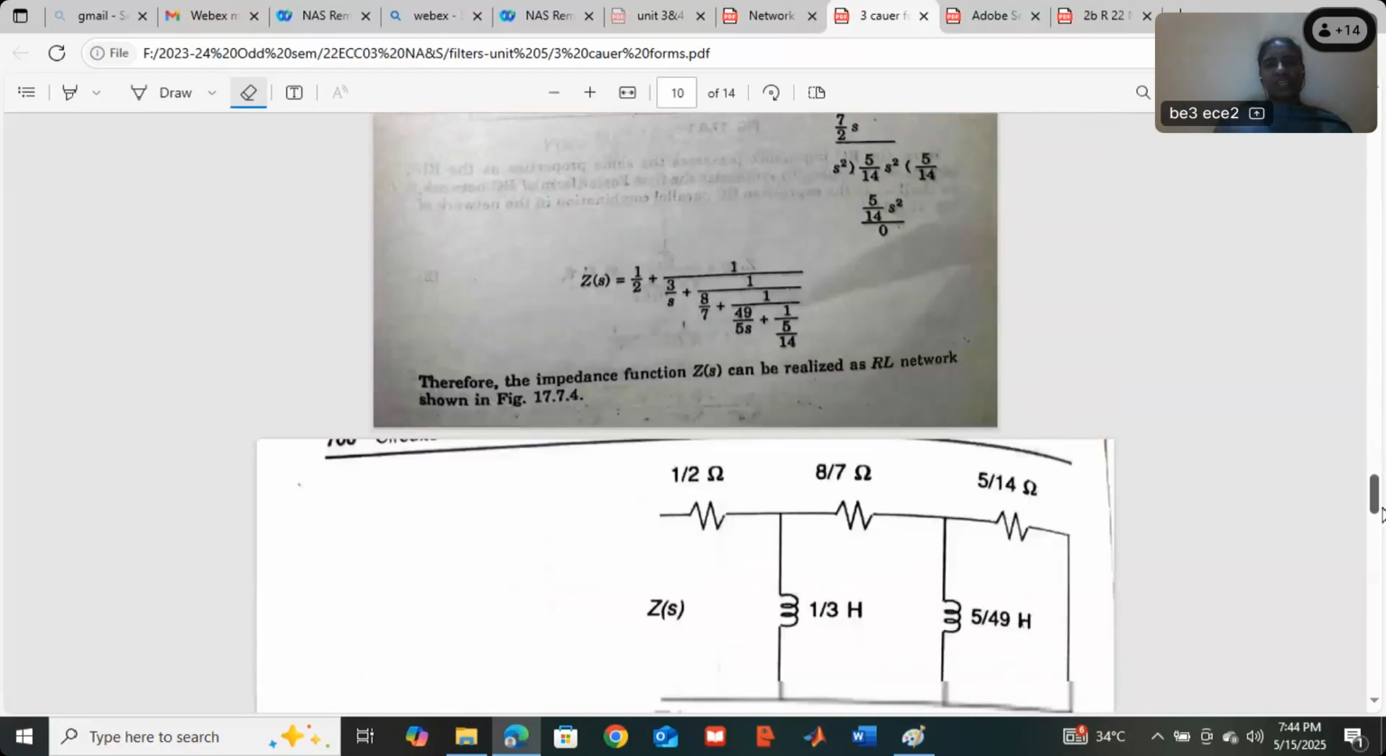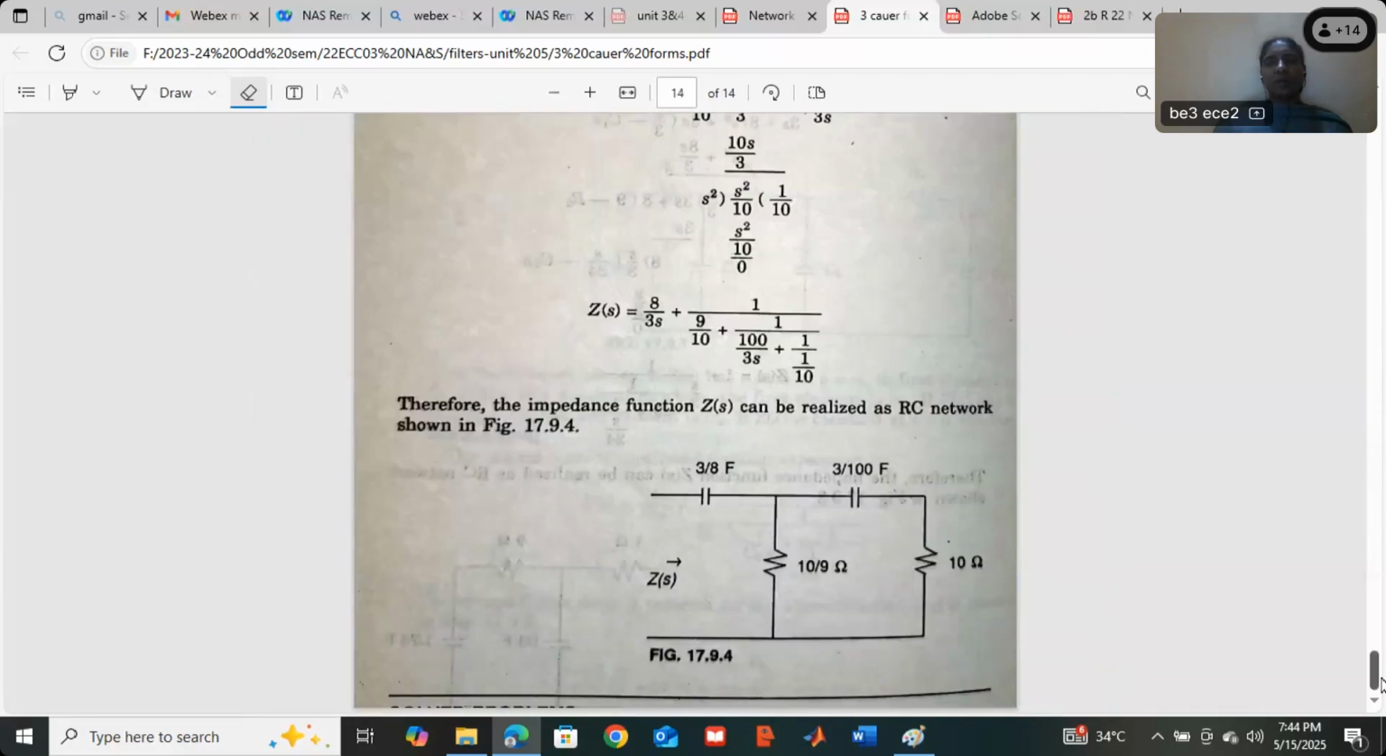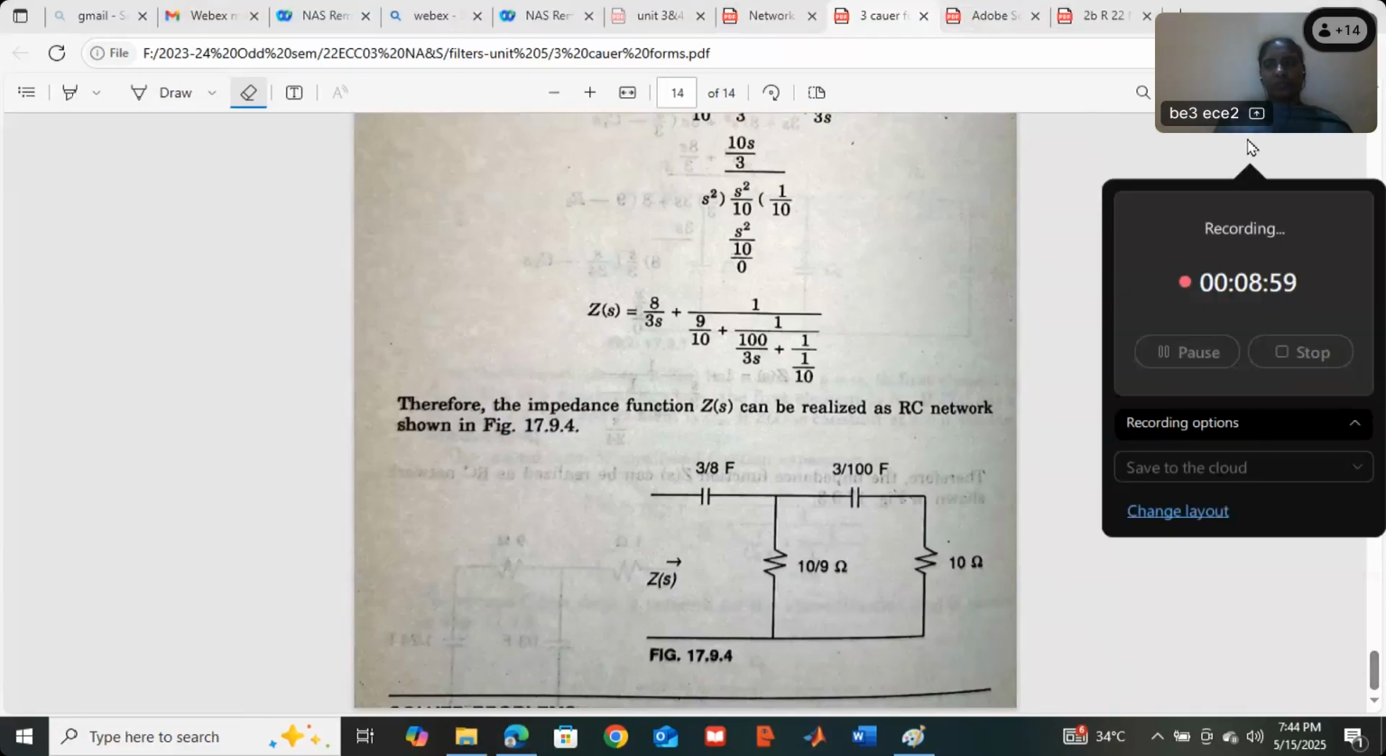Very easy, 5th unit. So I have discussed low pass filter, high pass filter, Foster form and Cauer form. Okay, 5th unit completed.